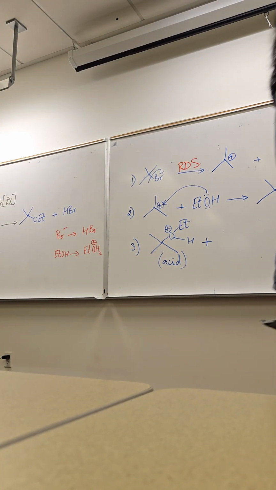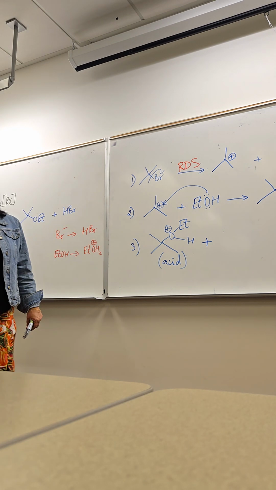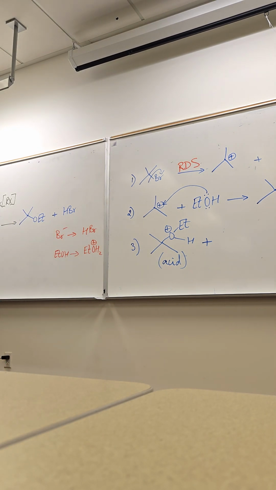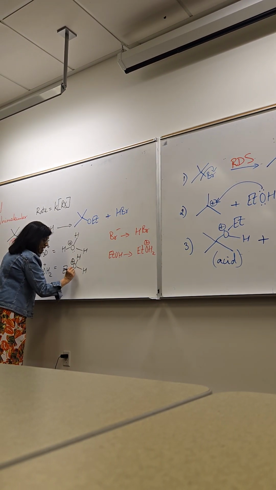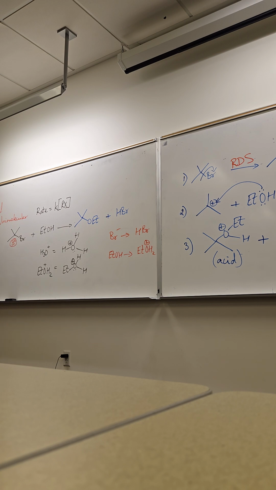Yes, Carrie? Is the EtOH2 plus the same as H3O plus? Exactly. If you look at the structure of H3O plus, and then EtOH2 plus, it's the same, except one of the H's is replaced by Et. Everything else is the same. So the answer to your question is yes. Because those two are the same, the pKa values are very, very close to each other.